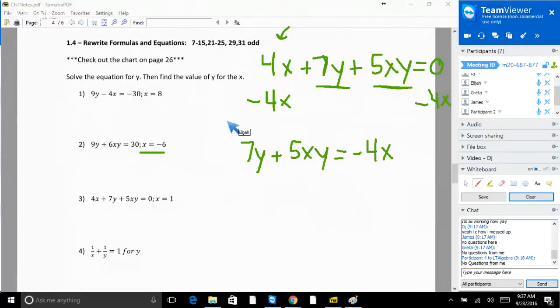So now this looks an awful lot like example number 2. I have 7y plus 5xy. I've got a y in both terms, but they're not like terms. I can't add them together. So what am I going to do? I'm going to pull the y out of 7y and pull the y out of 5xy.